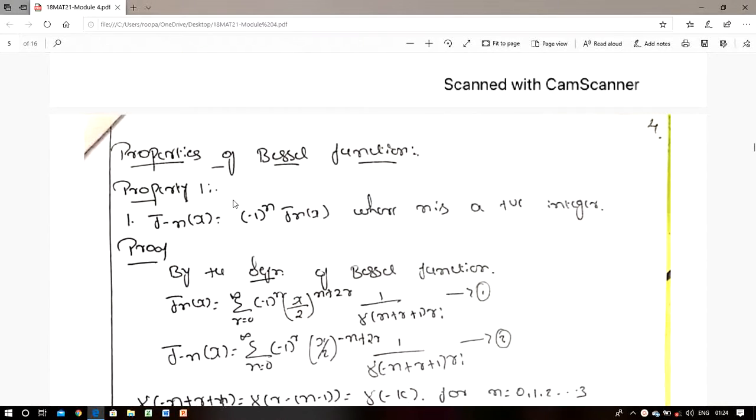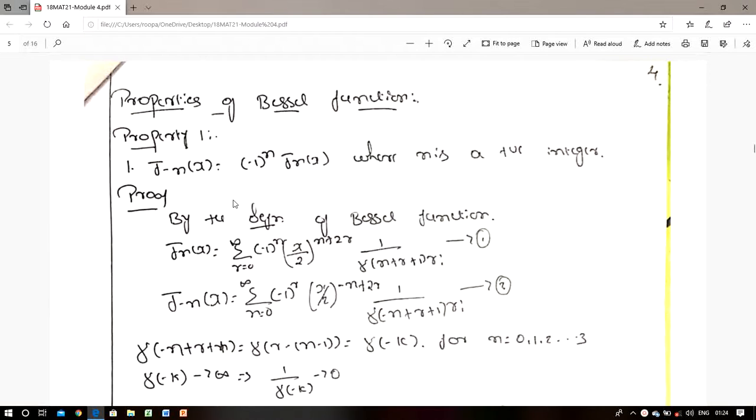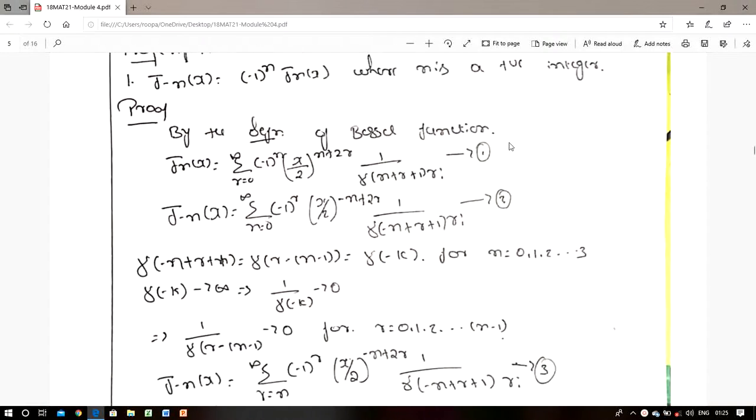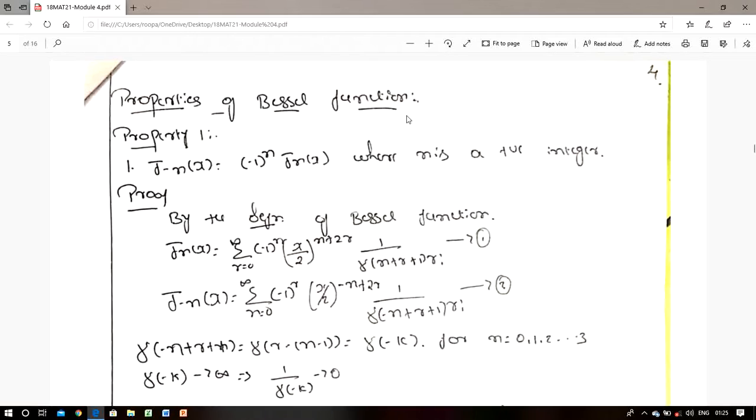So, now come to properties of Bessel function. First property, J of minus n of x is equal to minus 1 to the power of n into Jn of x, where n is a positive integer. Okay, now we need to prove that LHS is equal to RHS.